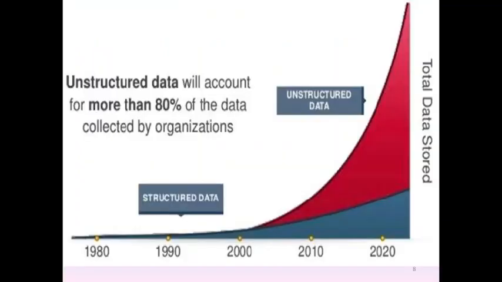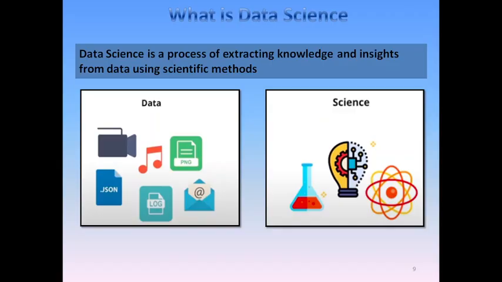Nowadays, most data is unstructured data. Unstructured data accounts for more than 80% of the data collected by organizations. Now, what is data science? Data science is a process of extracting knowledge and insight from data using scientific methods.